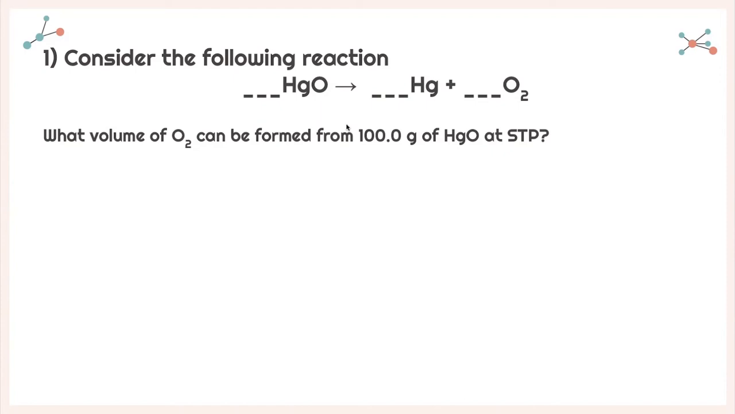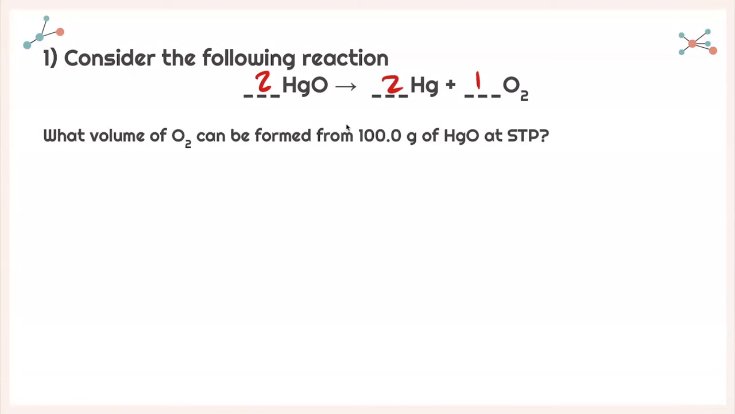First thing I'm going to do, looking at my equation, I need to balance it. So after checking and seeing how much of each one I have, I'm able to get these coefficients. So it tells me that for every 2 mercuric oxide that I have, it'll decompose into 2 mercury and 1 oxygen gas.